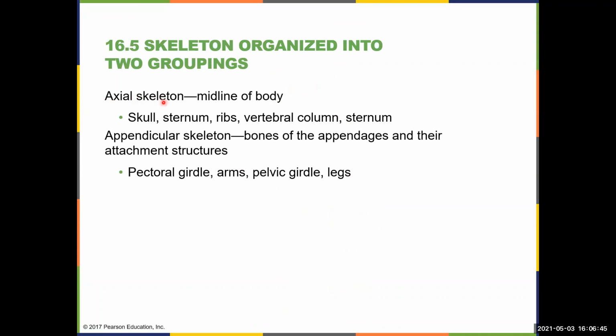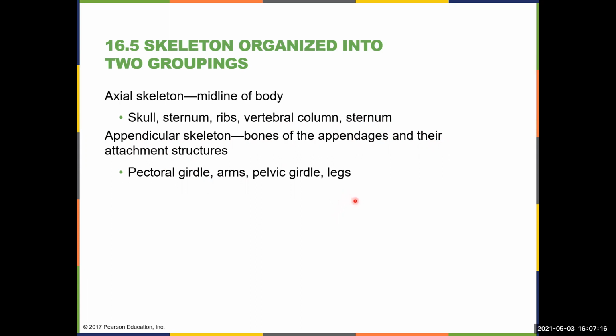So your axial skeleton is the midline of the body. So that's where your skull, your sternum, your ribs, your vertebral column are found. I got sternum up here twice. Then you have your appendicular skeleton, which again are the bones of the appendages, and then whatever bones attach those appendages to their associated structure. And so that's like your pelvic girdle, your arm bones, your pectoral girdle, and also your legs.